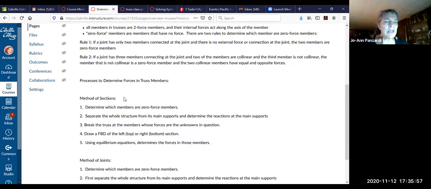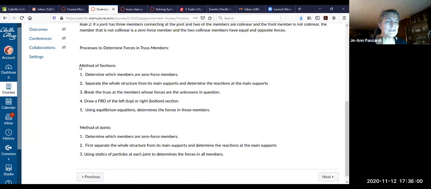Then towards the end of class, I mentioned that there are 2 ways to solve for the members of trusses. One is called method of sections, and one is called method of joints. We haven't looked at method of joints yet. But notice in either method, the first thing you do is you determine which members are 0 force members. Then the second step in both is you separate the whole structure from its main supports and determine the reactions at the main supports. And then for method of sections, we have steps 3, 4, and 5.